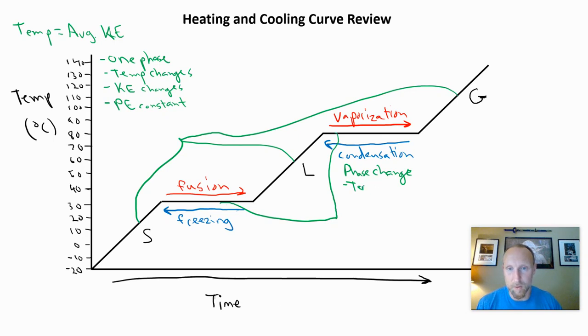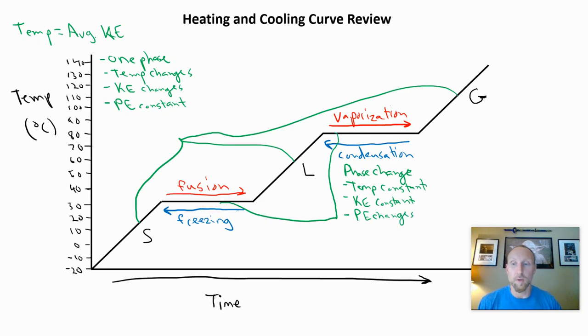Our temperature is staying constant, which means our KE, our particle speed, is constant. All right. So now, why is our temperature not changing, even though energy might be added or released from the system? Because all of that energy is going towards changing the potential energy. Your PE changes.